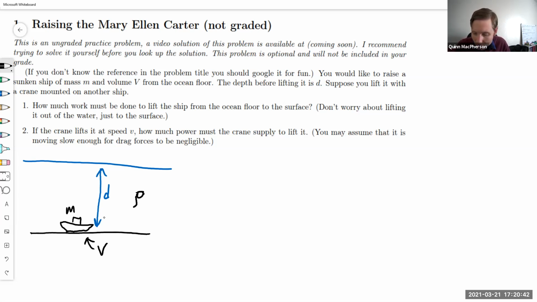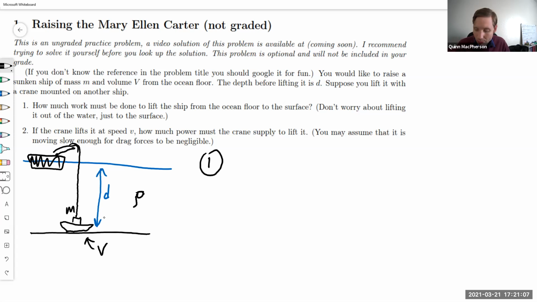The first question is: how much work must be done to lift the ship from the ocean floor to the surface? What we're going to do is lift it. We've got a barge up here with a crane. The crane is attached to our sunken ship, and we're going to lift the ship up.